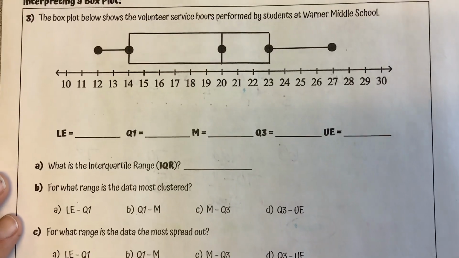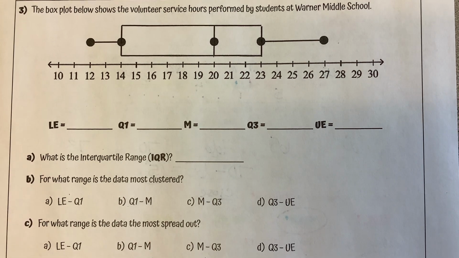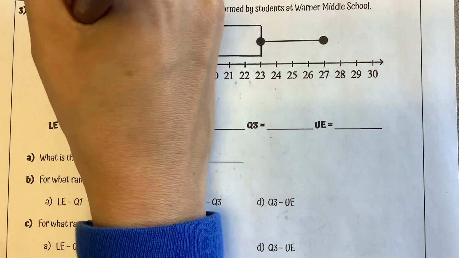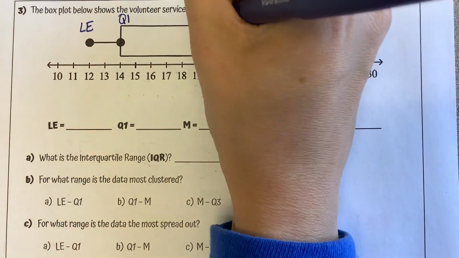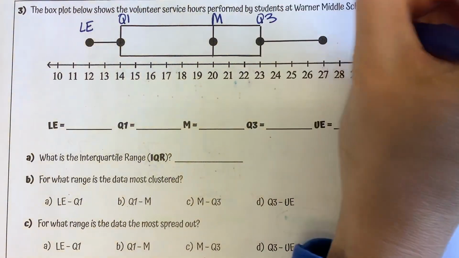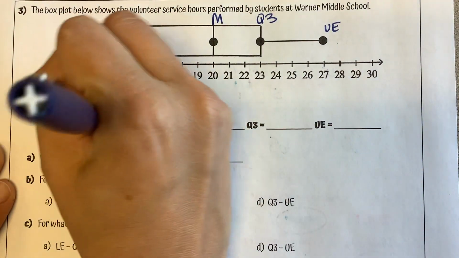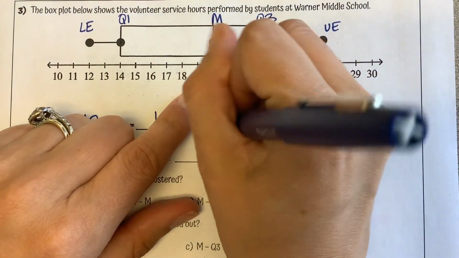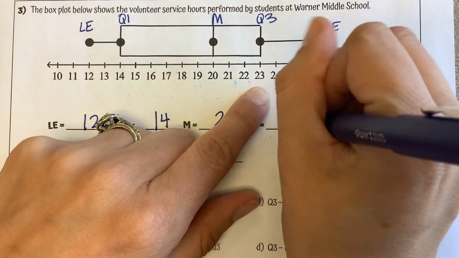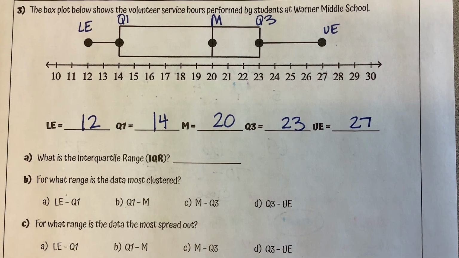Okay, next one. The box plot shows the volunteer service hours performed by students at Warner Middle School. So first off, like I've been doing, I'm going to write my lower extreme, Q1, median, Q3, upper extreme. So my lower extreme is at 12, my Q1 is at 14, my median is at 20, my Q3 is at 23, my upper extreme is at 27.